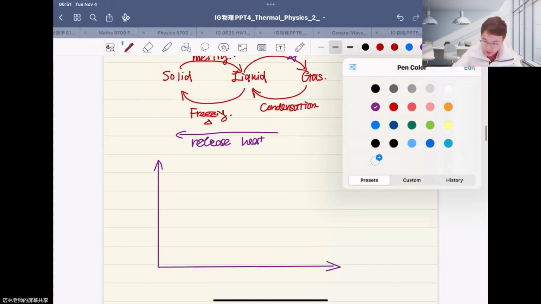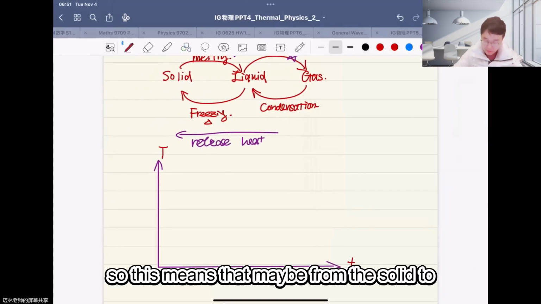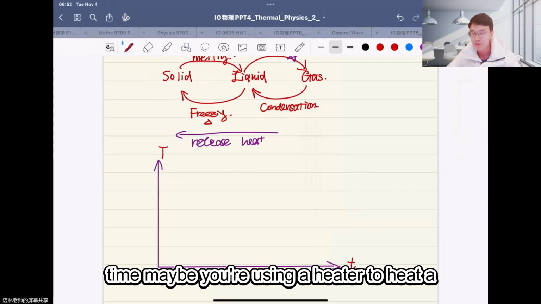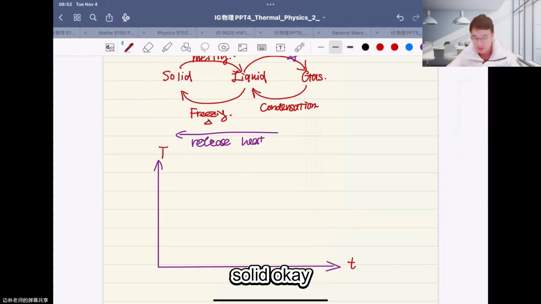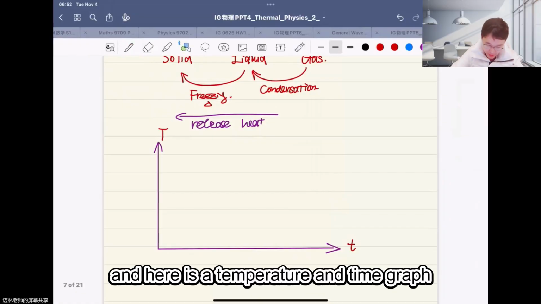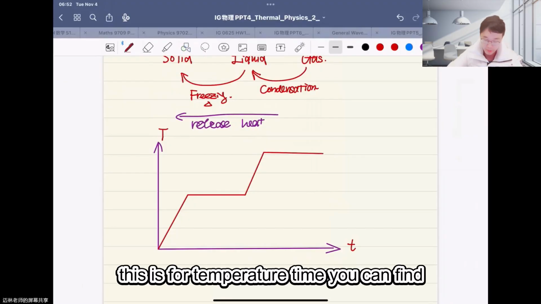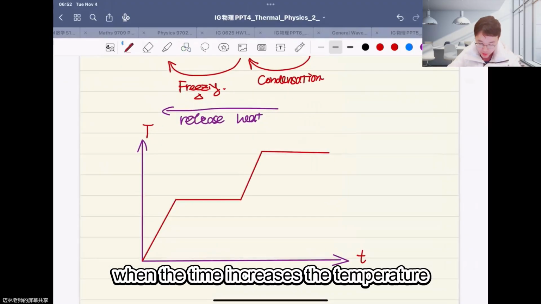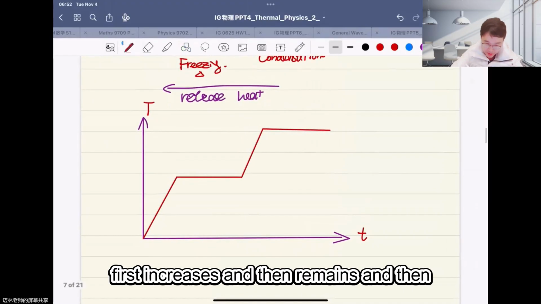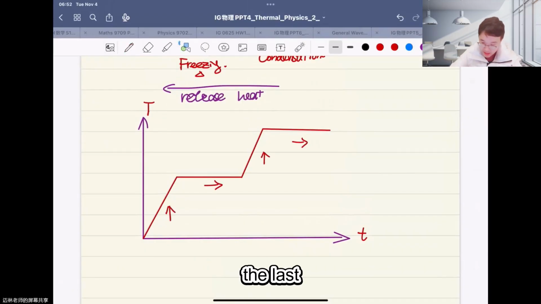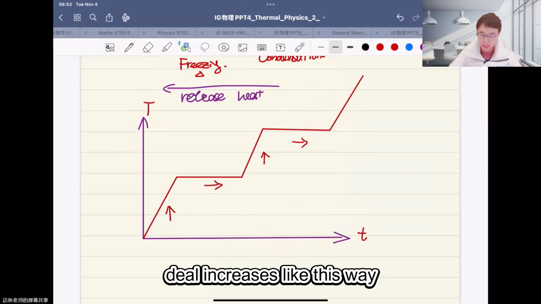Okay, so I also want to introduce you to a new graph, the temperature and time taken graph. This means that from the solid to the gases, here is temperature and time. Maybe you're using a heater to heat a solid, and here is a temperature and time graph like this way. You can find when the time increases, the temperature first increases and then remains, and then increases and then remains. Maybe here at the last, it still increases like this way.